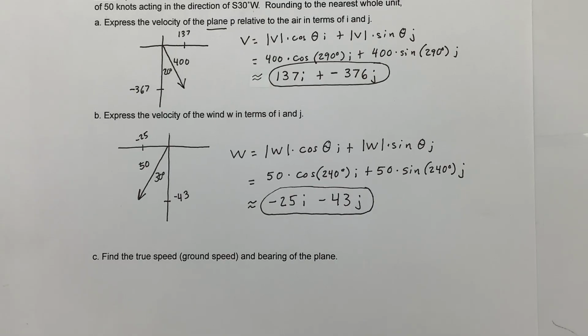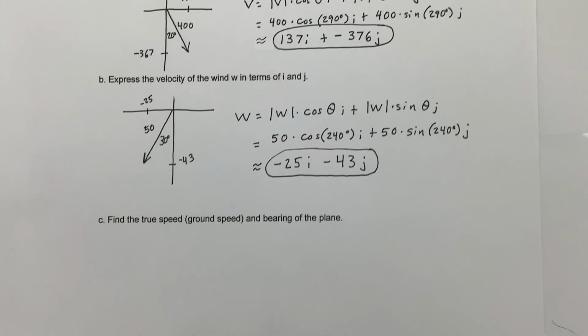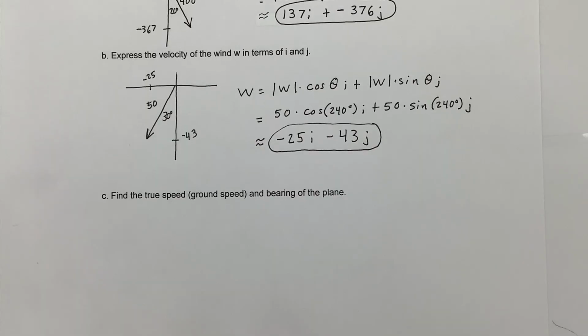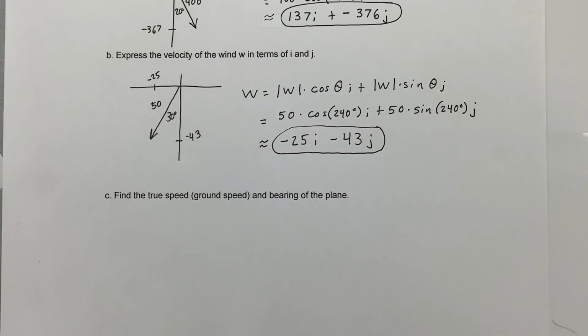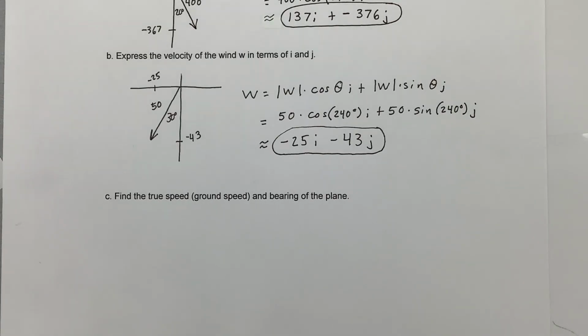And now this is where it's really cool. Now we want to find the true speed and the bearing of the plane. So think of it this way, drive down the highway, big side wind. What do you got to do when you get a big side wind coming at you? Got to lean into it a little bit, right? Big wind coming out of the north, you got to lean into it a little bit. Keep it straight, it's going to slowly start veering you off the road, right? So that's what we're calculating here.